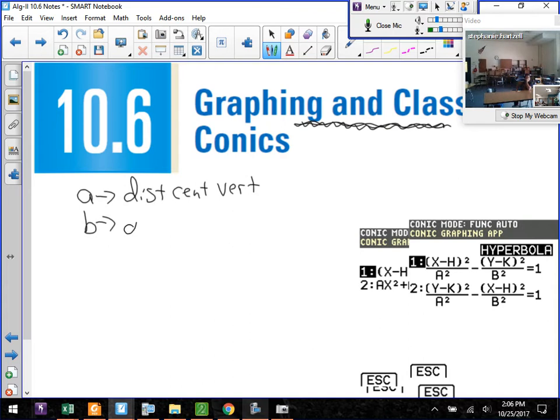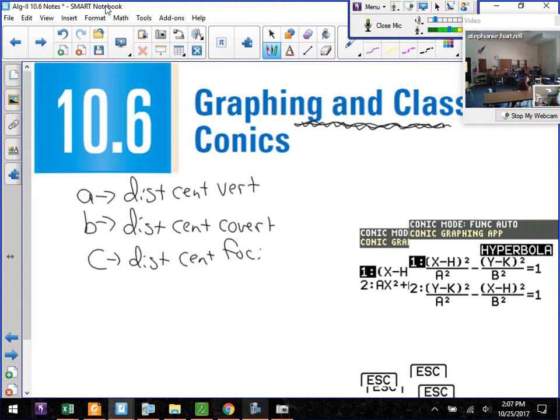B is always the distance from the center to the covertex. And C is always the distance from the center to the focus. Those 3 things will never change regardless of the equation of the conic section. A, B, and C also always stay the same.